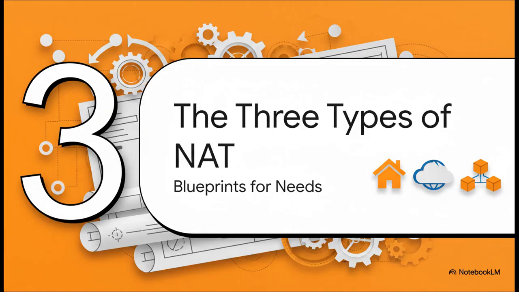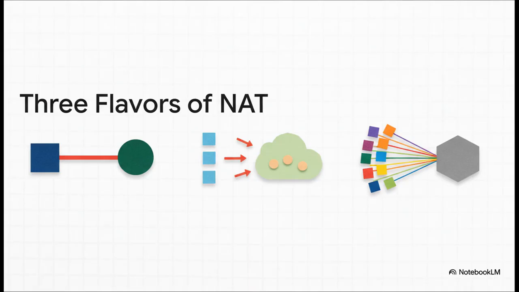All right, let's get to our final section. As it turns out, NAT isn't just a single thing. It's not a one-size-fits-all solution. There are actually a few different blueprints for different needs, and we're going to look at the three big ones. The three main flavors you'll hear about are static NAT, dynamic NAT, and something called port address translation, which most people just call PAT. And they each have a very specific job.